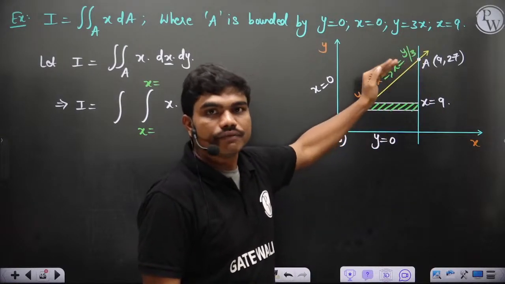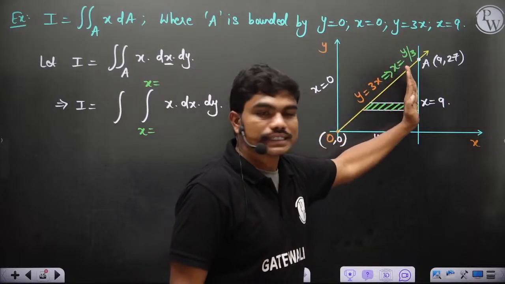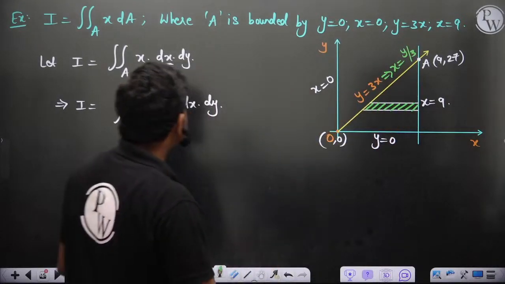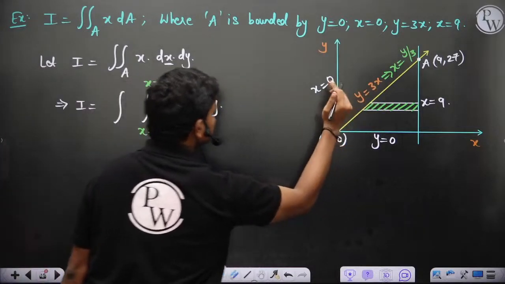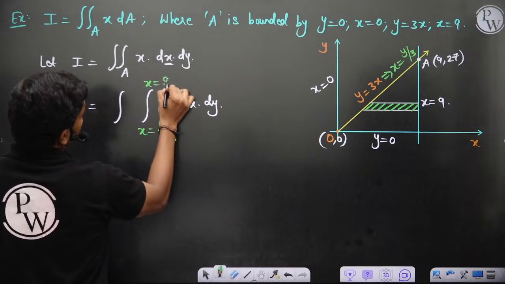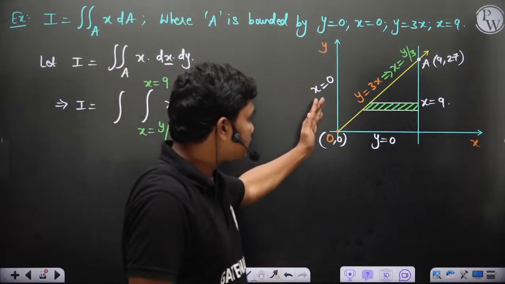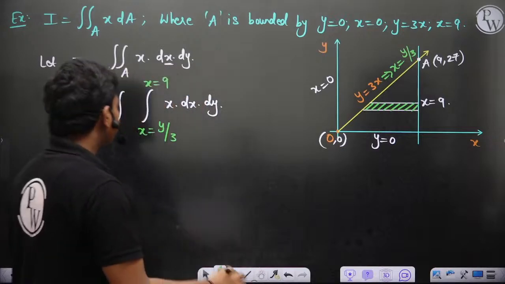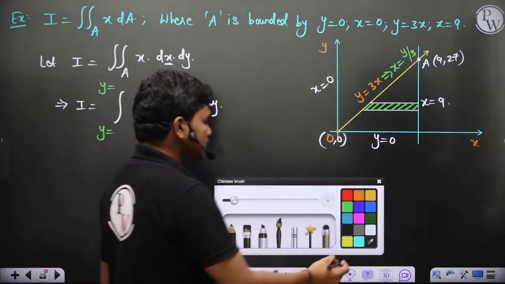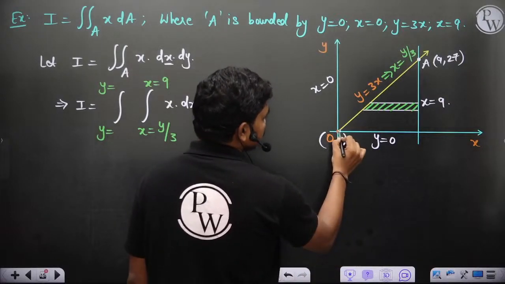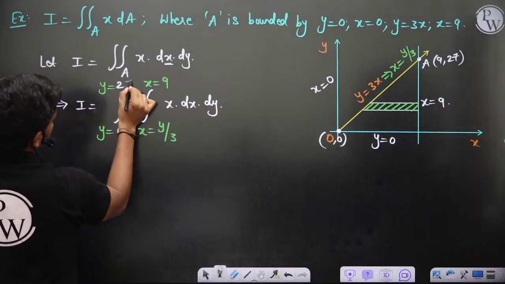The curve where the value of x is least is this curve, and where x is largest is this curve. So it goes from x equal to y by 3, because that's the least value of x at any point on this strip, to x equal to 9, the largest value, which is a constant in this case. Now what about y? y takes constant limits because it's the outermost integral. The least value is y equal to 0, and the top value is y equal to 27.